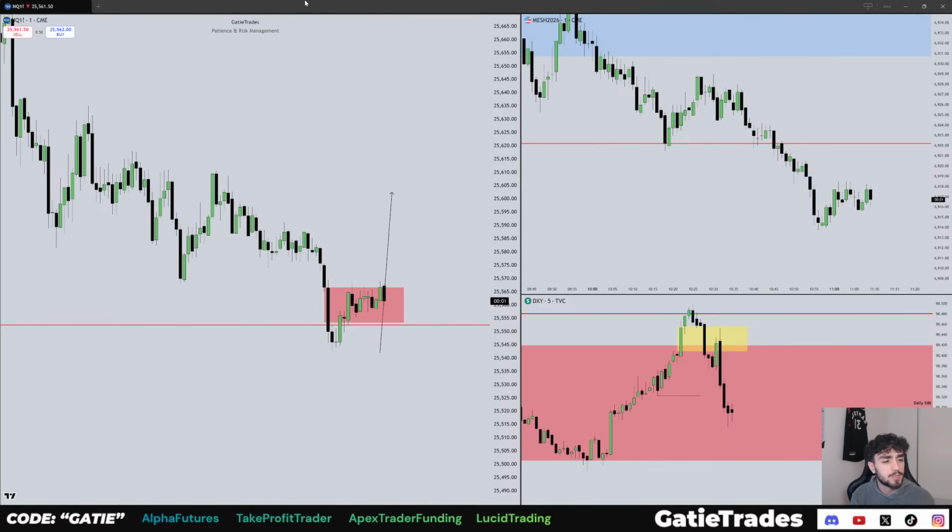If the price inverses this one FVG, then we go long. I would not take any trades today, guys. Hopefully, I didn't inspire anyone to trade.